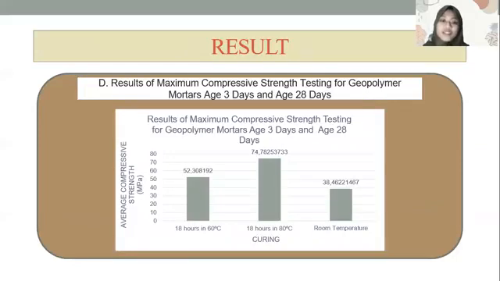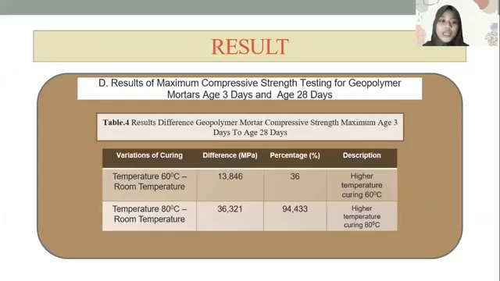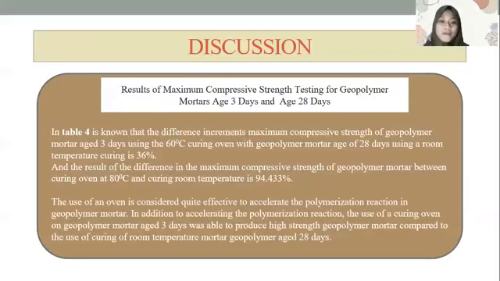This is the result of maximum compressive strength testing of geopolymer mortar aged 3 days and aged 28 days. This is the result of the difference in maximum compressive strength of geopolymer mortar aged 3 days to aged 28 days. This is a discussion about the result of maximum compressive strength testing of geopolymer mortar aged 3 days and aged 28 days.